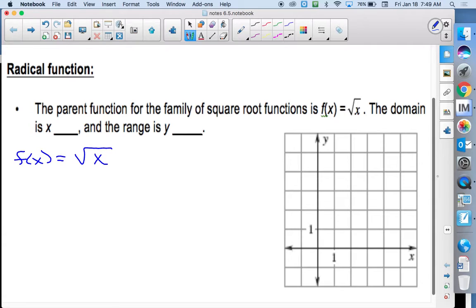What do we know about the domain when we have a square root function? What has to happen with that x value, or what can't happen with the x value? Ollie? So it's allowed to be 0, but it can't be less than 0. So this number underneath here isn't allowed to be less than 0. So if it can't be less than 0, then it has to be greater than or equal to 0.